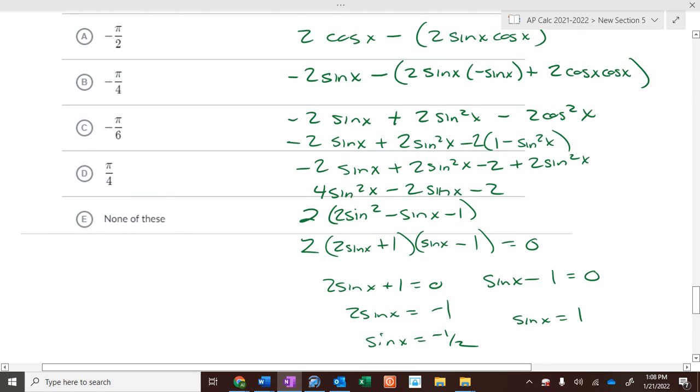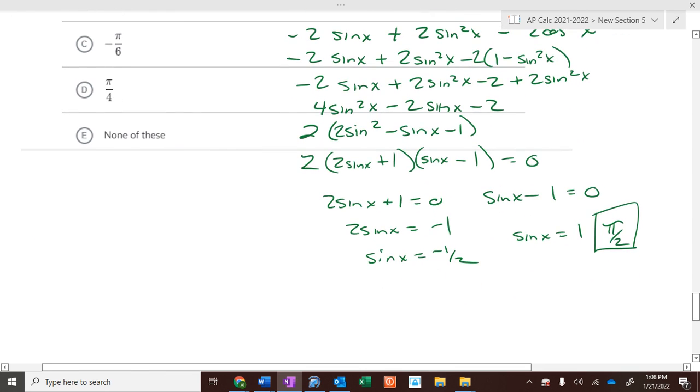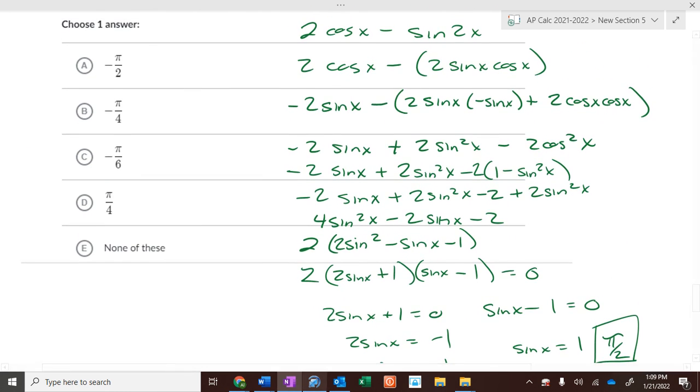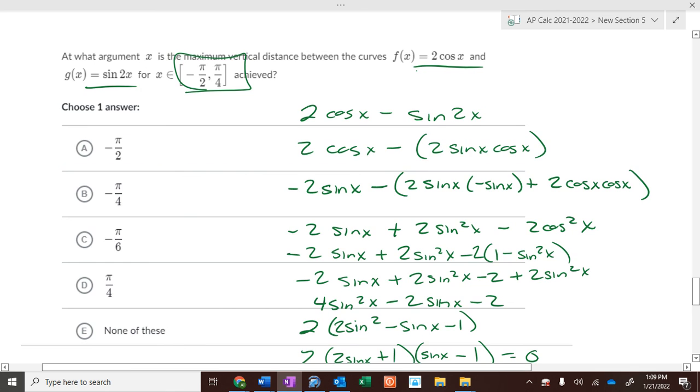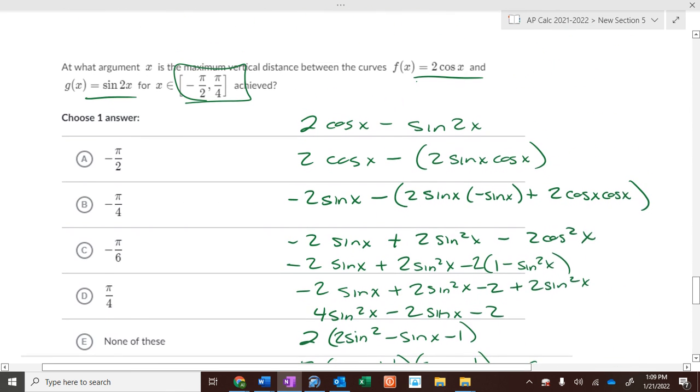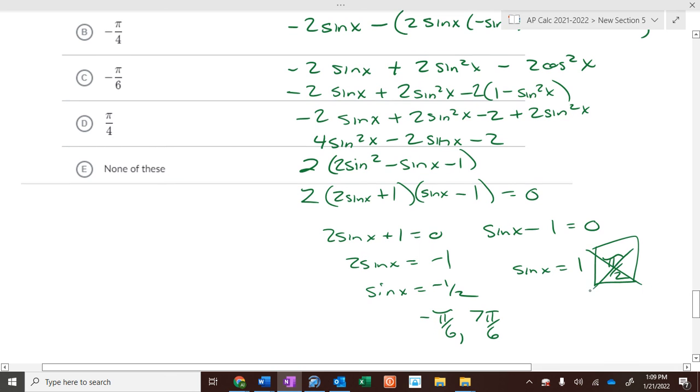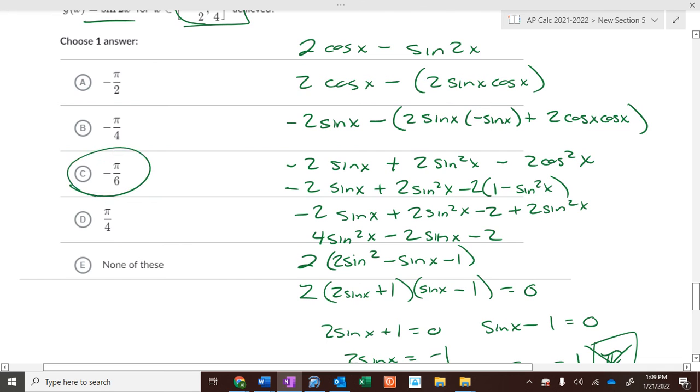Where is the sine of x equal to 1 at? At pi over 2. At pi over 2, it's equal to 1. Where is the sine of x equal to negative 1/2? Negative pi over 6, and then 7 pi over 6. Now they say in between these two, well, pi over 2 is not in between those two. And 7 pi over 6 isn't in between those two. So it'd be negative pi over 6.